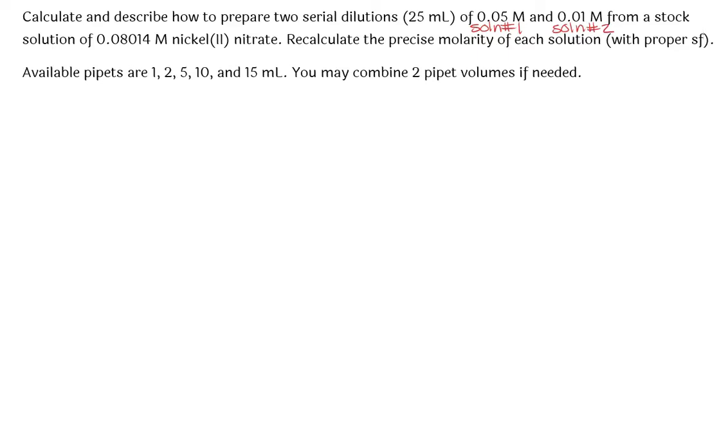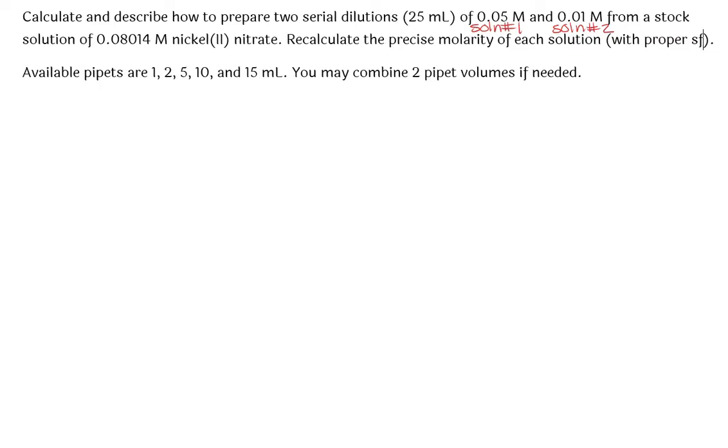Notice that these values, the 0.05 and the 0.01, are not actually recorded with one sig fig. Instead, these are what are called nominal values. A nominal value is an approximate value that does not take into account the sig figs yet, because we have to wait to see which specific measuring devices, which pipettes and which volumetric flasks we're using, and then we'll incorporate the sig figs into the calculation.